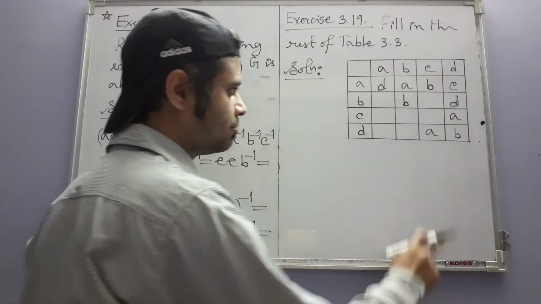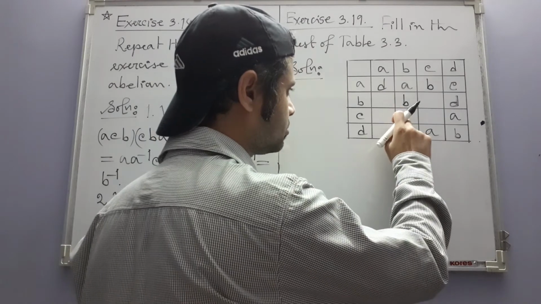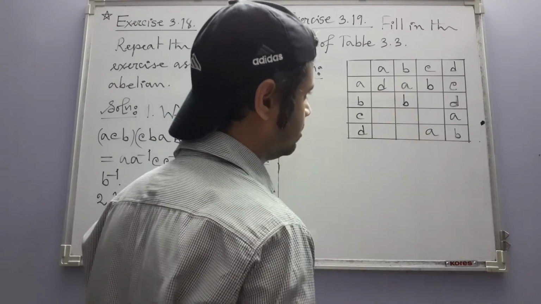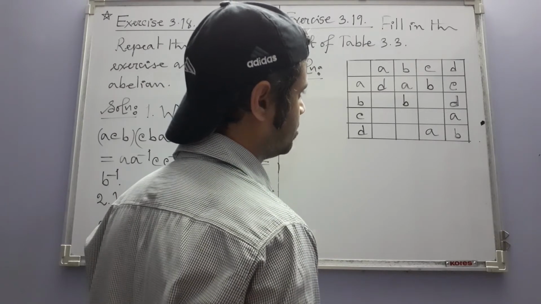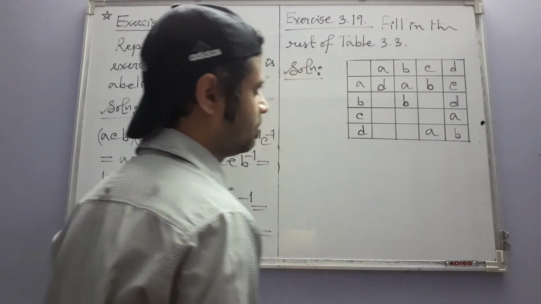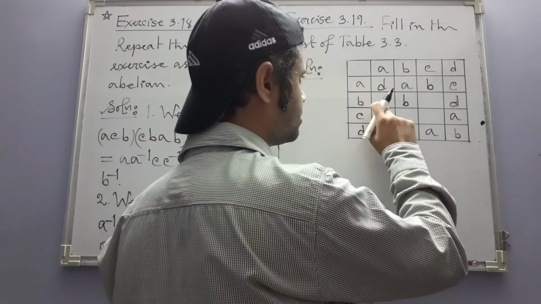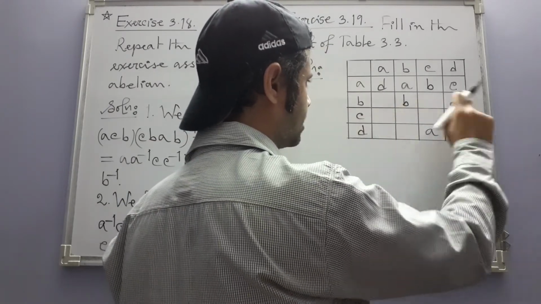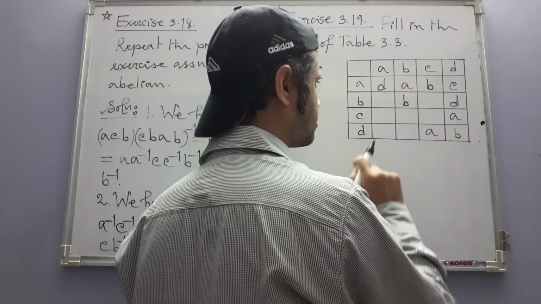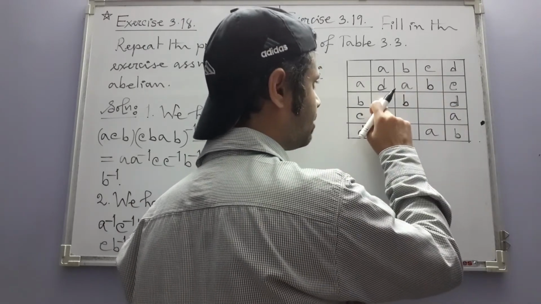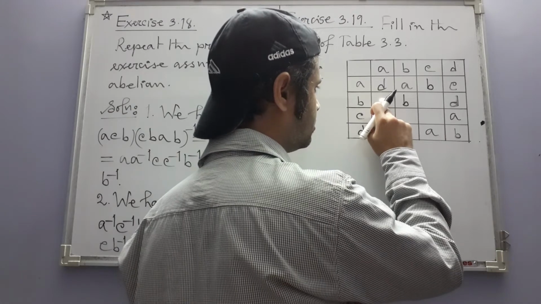Now can we decide which one of C or D will appear here? Still we need more information. Okay, let us try this one then. This second row: B and D already are there. So here we will have either A or C.